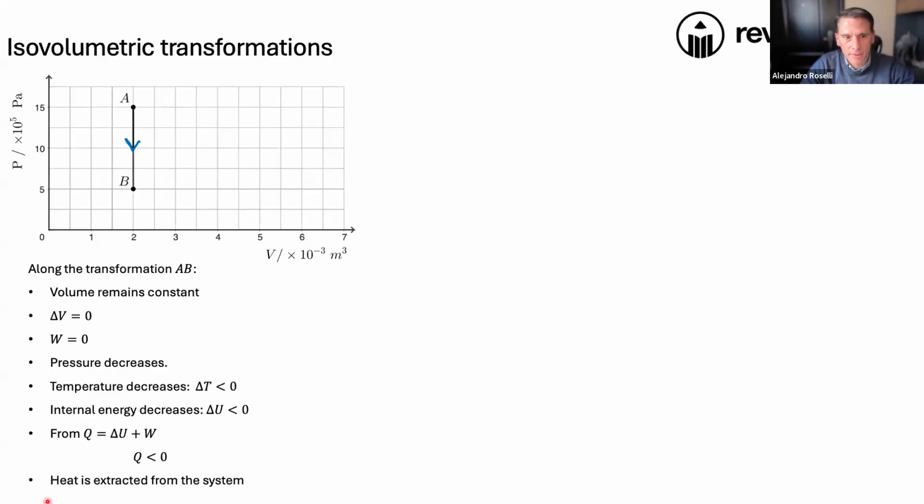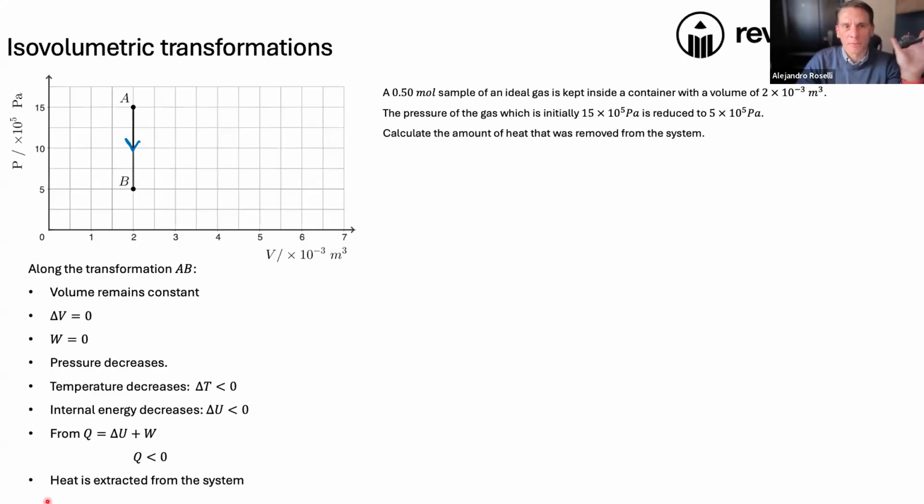So let's take this into problem-solving territory, involving an isovolumetric transformation. So I'll just go with it, okay? A 0.50 mole sample of an ideal gas is kept inside a container with a volume of 2 × 10⁻³ cubic meters. That's the volume. And it's not going to change. We are describing an isovolumetric transformation.